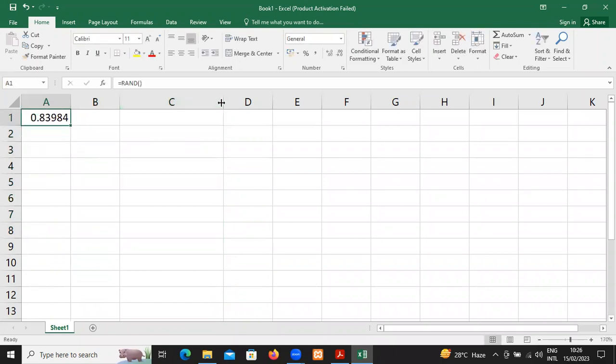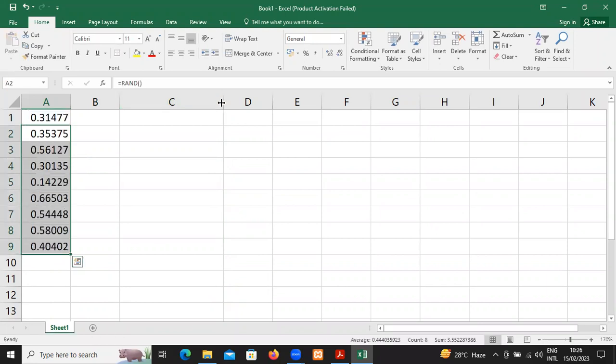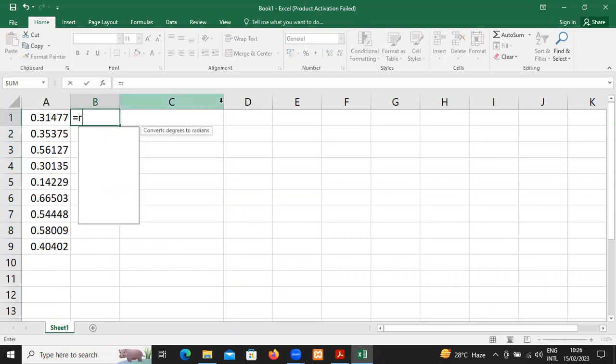Done. I copy this. I paste it in several places. See what happens. Random numbers are automatically generated. Then I can use RANDBETWEEN. I want the numbers to be in a particular range. I can use RANDBETWEEN, and I want all the random numbers to be between 15 and 25.